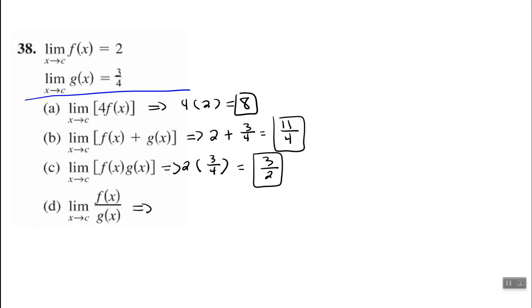And part D, the limit of f of x over g of x as x approaches c. We're looking at the quotient rule here, so we're going to divide the resulting limits. So we would have 2 divided by 3/4. And to divide fractions, we multiply by the reciprocal of the fraction that's being divided. So 2 times 4/3 is 8/3.